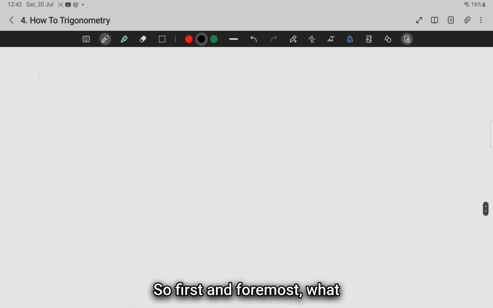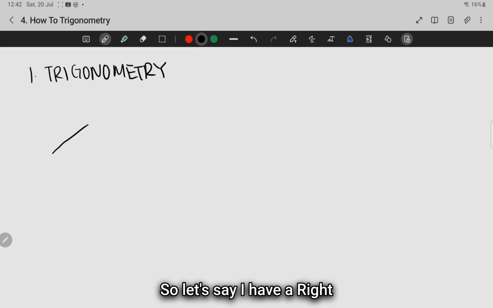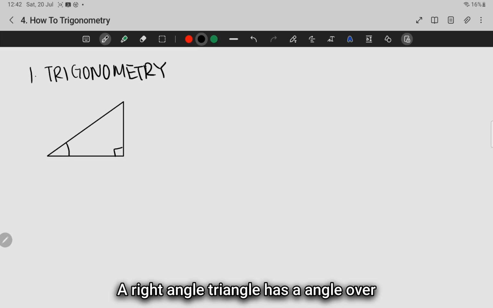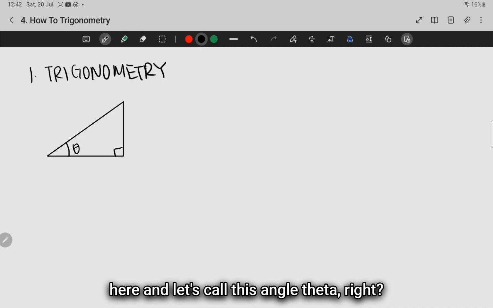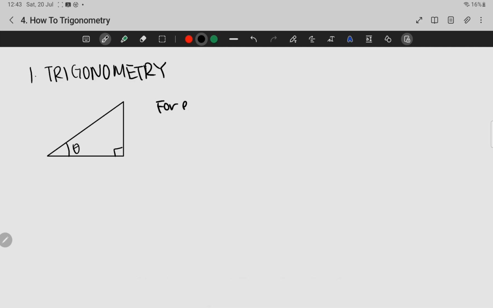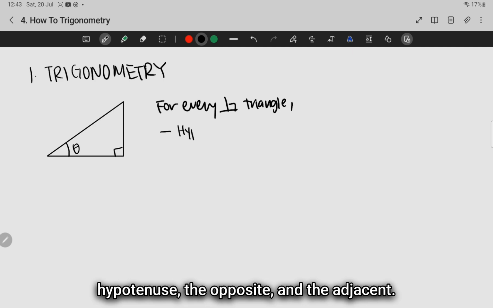So first and foremost, what are trigonometry ratios? When it comes to trigonometry, it's all about dealing with triangles. Let's say I have a right angle triangle over here. A right angle triangle has an angle over here, and let's call this angle theta. When it comes to trigonometry ratios, there are three sides you need to know. For every right angle triangle, there will be three sides, namely the hypotenuse, the opposite, and the adjacent.